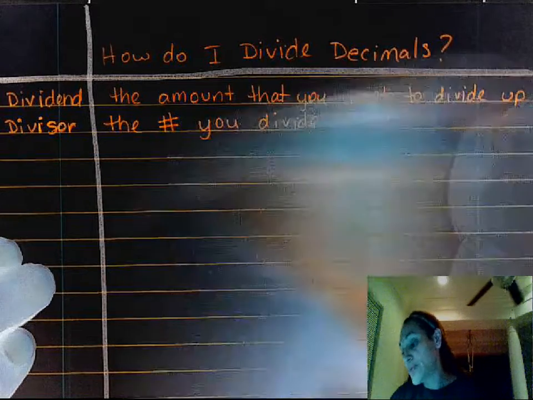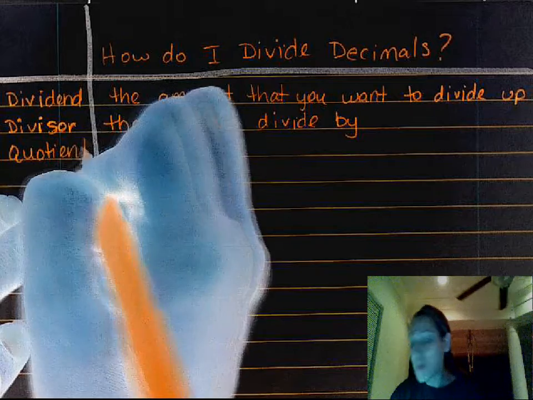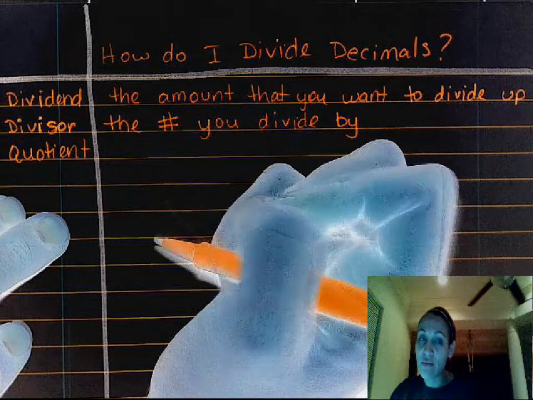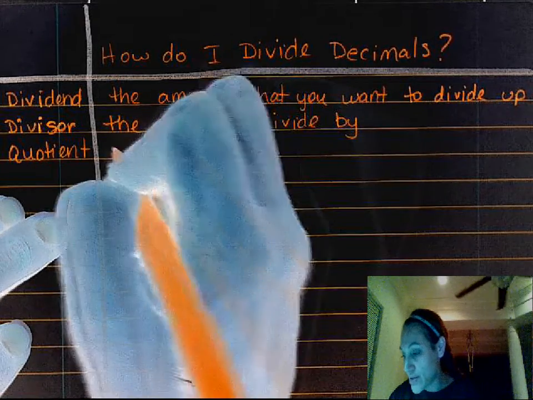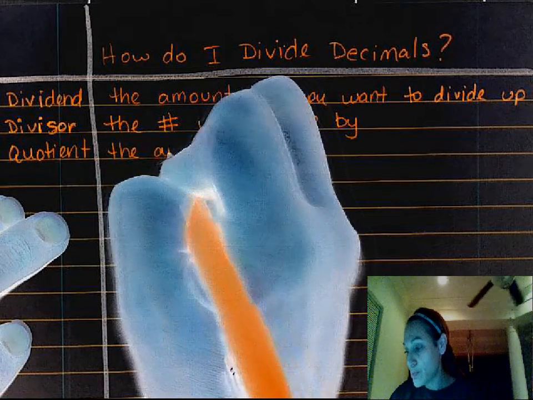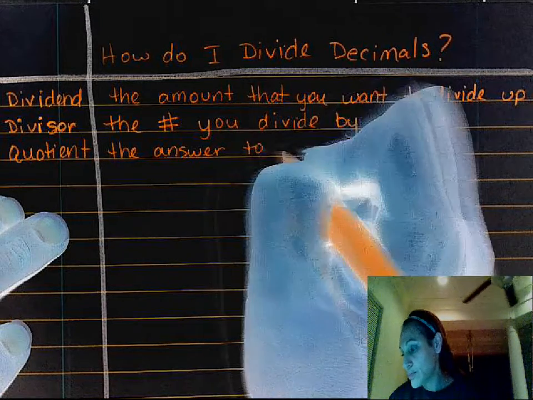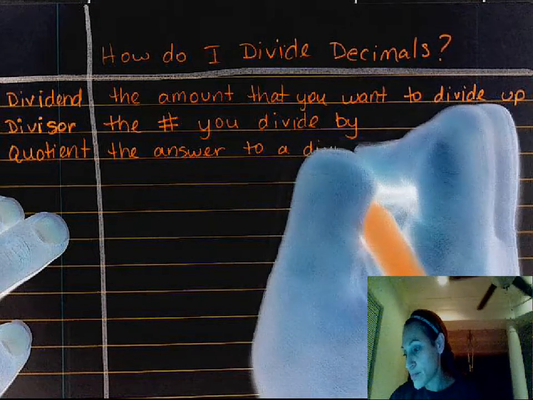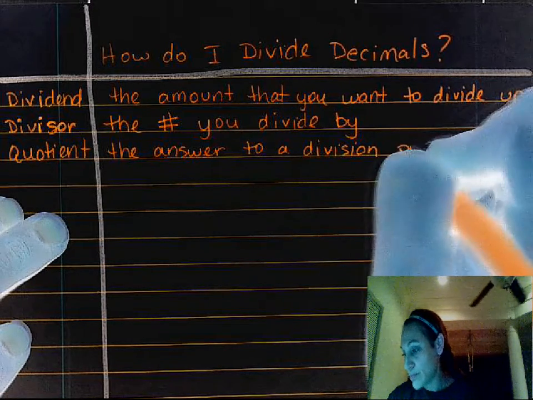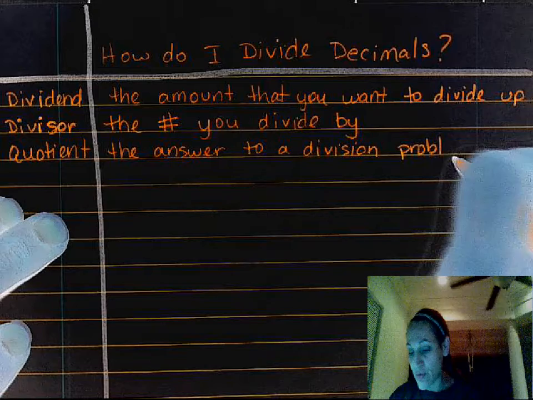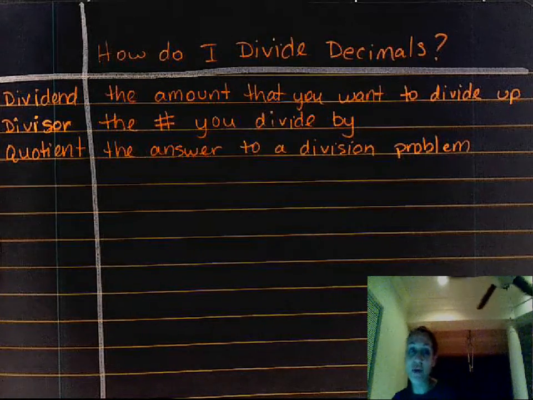And then you have your quotient. What's a quotient? Because you guys should be able to tell me what that is. The quotient is what? Your answer, right? It's the answer to a division problem. That one you guys always get. It's the dividend and the divisor that you guys get mixed up. So we just need to get a little bit of review on there.